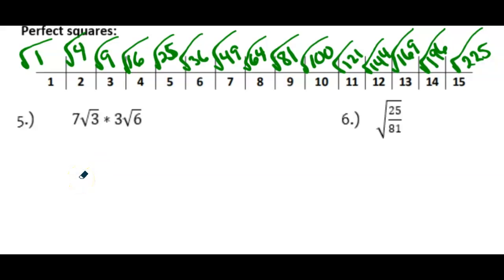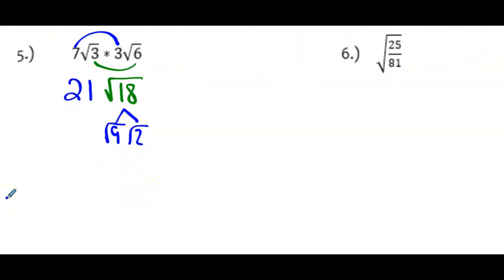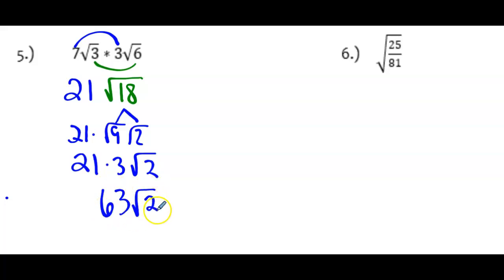Okay, what about these? So it's multiplication. So all I have to do is multiply my 7 times 3, which is 21. And then I'm going to multiply my 6 times 3, which is 18. But that's got a perfect square in it. So I'm going to do my perfect square. I'm going to do my 9 times my 2. And then I now have to remove that. So I've got my 21 here. Bring my 21 down here. This becomes 3 times the square root of 2. So now what's 21 times 3? Well, it's 63 times the square root of 2.